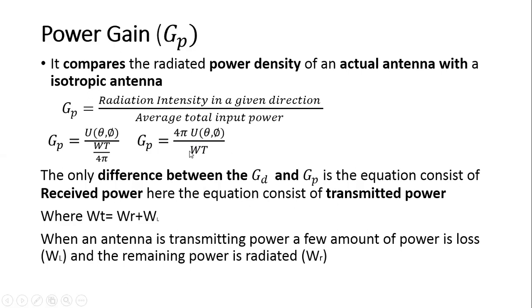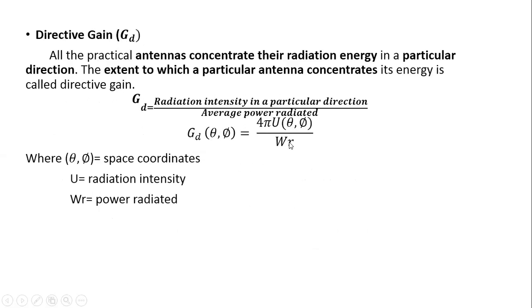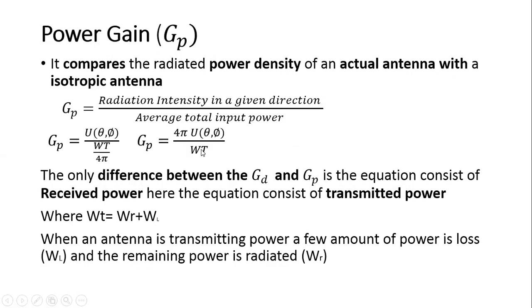So WT and WR: radiated power is the power radiated, and transmitted is the total power transmitted. Radiated is different from transmitted. So WT is equal to power radiated plus power loss.